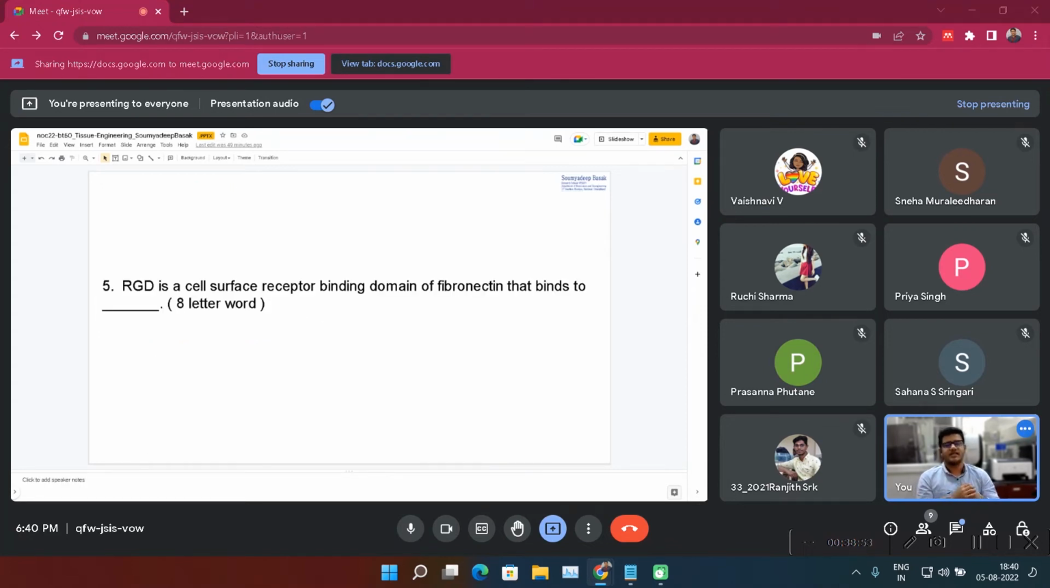Let's go to the next question. The next question is: RGD is a cell surface receptor binding domain of fibronectin that binds to what? It would be an 8-letter word. What do you think? What is the protein that it interacts with? Anyone? The RGD domain of fibronectin interacts with what cell surface protein?